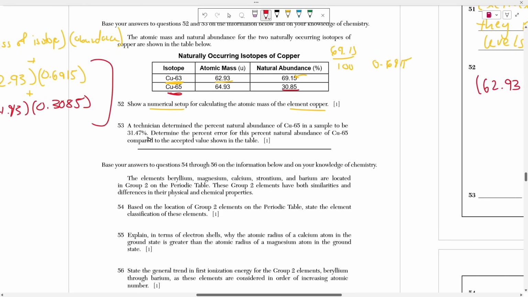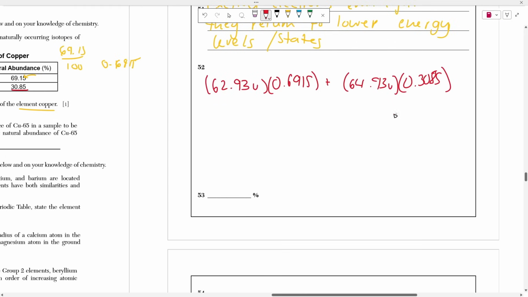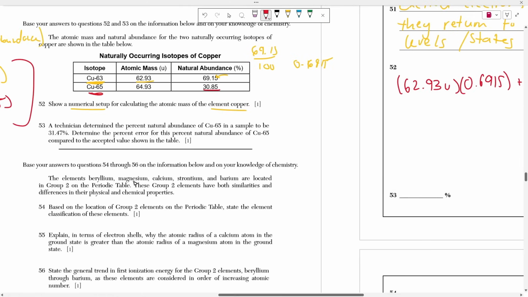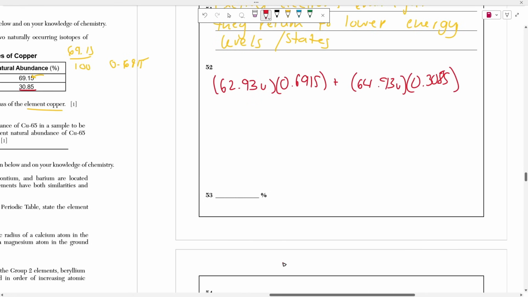Now, number 53 says a technician determined the percent of the natural abundance of Cu-65 in a sample to be 31.47%. Determine the percent error of this natural abundance of Cu-65 compared to the accepted value shown in the table. So note here how with numerical setups, you don't actually have to answer the question, you just have to show the work as if you were answering the question. Whenever they ask you to determine something without showing your work, you don't have to show your work. So in your answer booklet, you're just putting in the answer here.